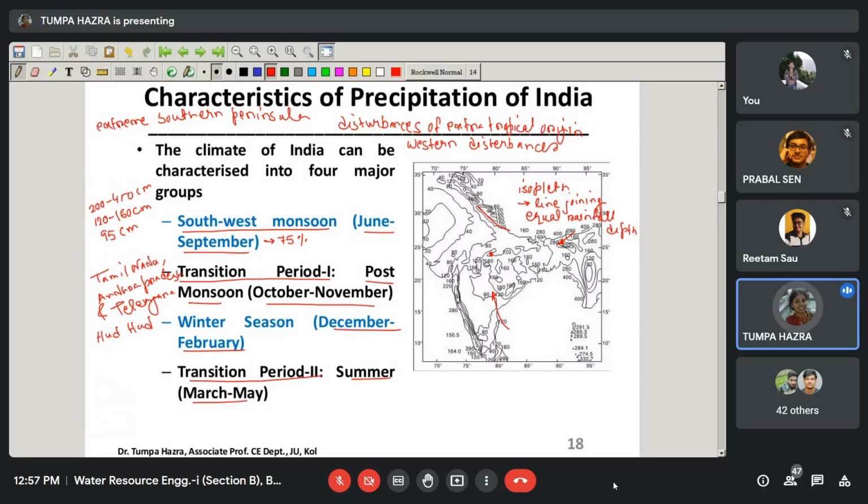And finally, the transition period 2, that is summer, March to May, and during this period, because of this convective precipitation, the precipitation occurs in Assam, West Bengal, and Kerala. Okay. So these are basically the characteristics of precipitation of India, and average precipitation of India, annual average of India is 117 centimeter.